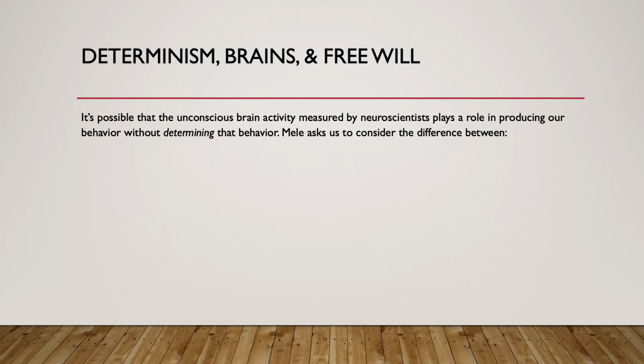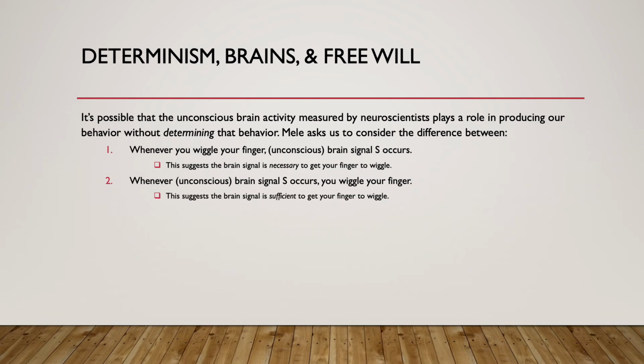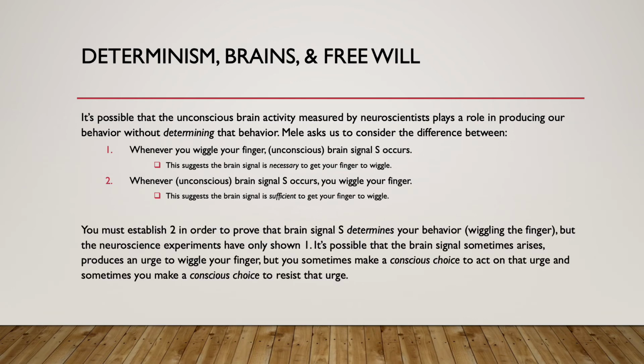So Mele asks us to consider the difference between (1) whenever you wiggle your finger, some unconscious brain signal S occurs beforehand. That's to say that the brain signal is necessary to get you to wiggle your finger. Compare that to (2) whenever you have that brain activity, you wiggle your finger. This suggests that the brain signal is not necessary, but it is sufficient to get your finger to wiggle. So you must establish that number 2 is true in order to prove that the brain signal S determines your behavior, namely wiggling the finger.